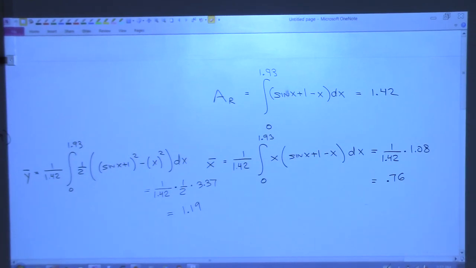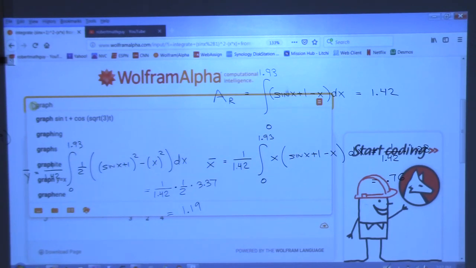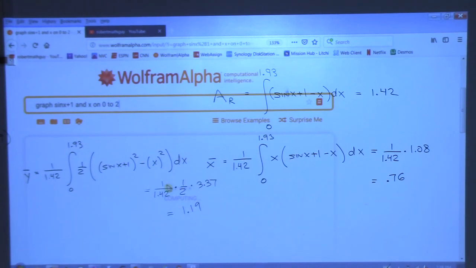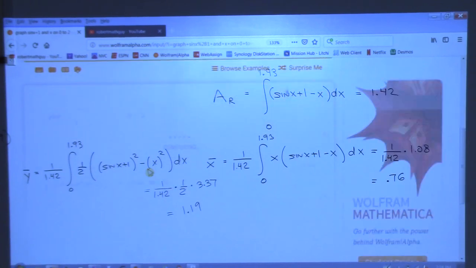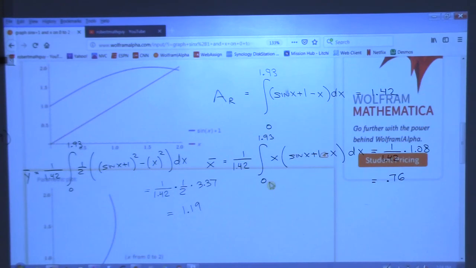So I'm going to have the computer graph it again for me. Graph sine x plus 1 and x on 0, and let's go 0 to 2. See if it's smart enough to interpret that. Yeah. Okay, there it is. Let me move it up there.